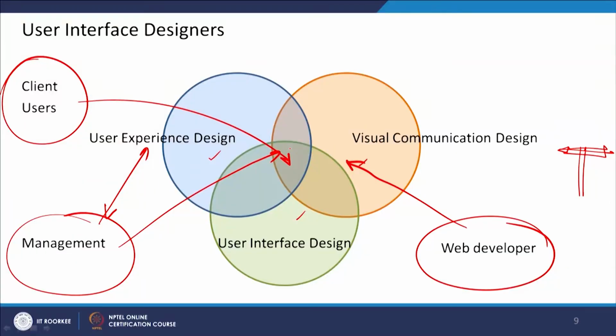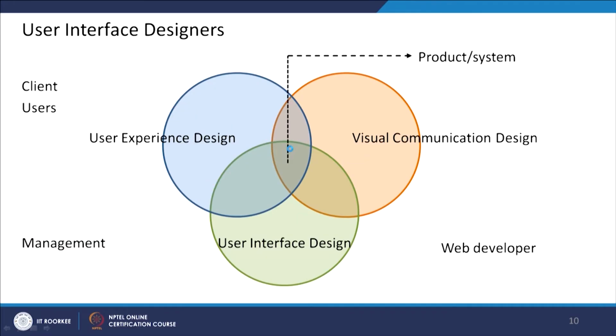In most cases, the client might be the real user, or the client might not be the user. For example, if there is a big company which is launching a product within their product range, then the client will be different and the real user will be different. So the client will envision the product, and the real user will be the target audience. So all the teams come together, and then the final product, the intangible system or the tangible product or the digital product, comes into the market.